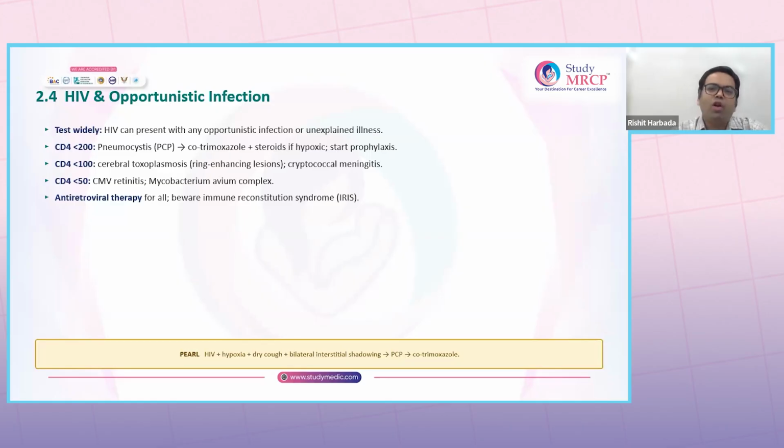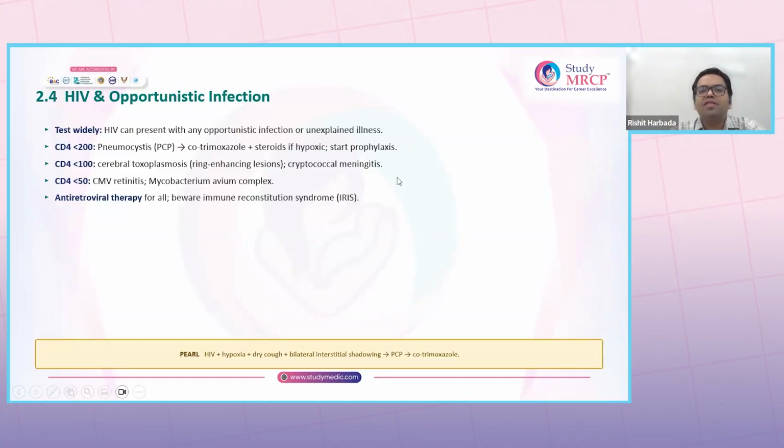Now, in HIV, you will always be asked what the opportunistic infections are which happen in these patients. If the CD4 count is around 200, think about PCP or esophageal candidiasis, which is very common. Less than 200, think about PCP, that is Pneumocystis jirovecii pneumonia. Less than 100, think about toxoplasmosis, that is ring enhancing lesions, and cryptococcal meningitis. And less than 50, two: one is CMV retinitis and the other is MAC, that is Mycobacterium avium intracellulare complex. So please mark this up.